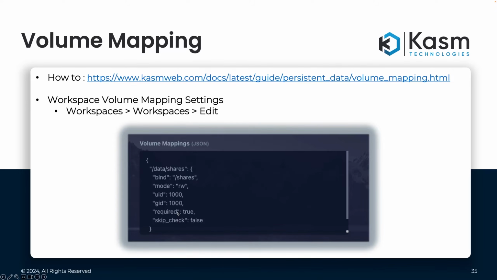The required field tells the workspaces to fail a session creation if the share is inaccessible. So our workspaces will check that each volume being mapped is accessible before attempting to create the container. If the target location isn't accessible and the volume mapping is marked as not required, or false, then the container will still continue to be created.